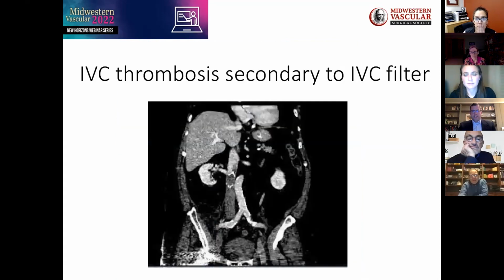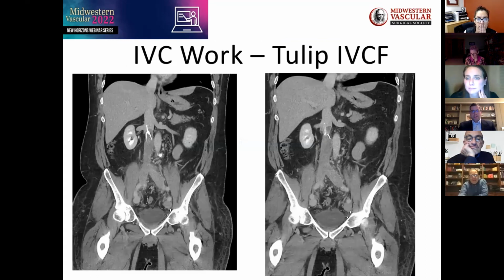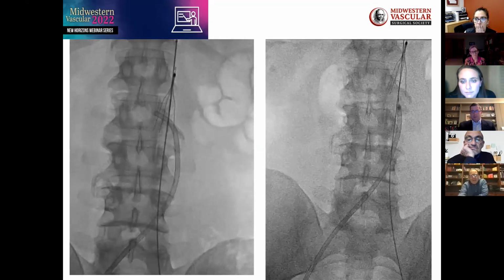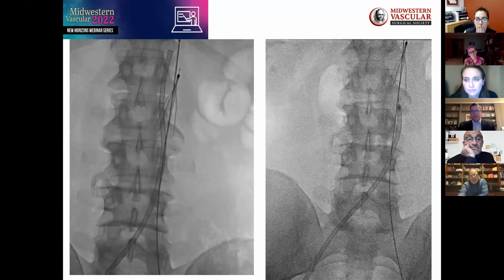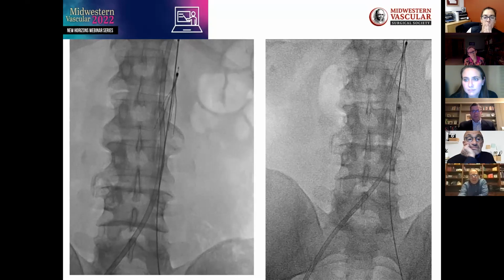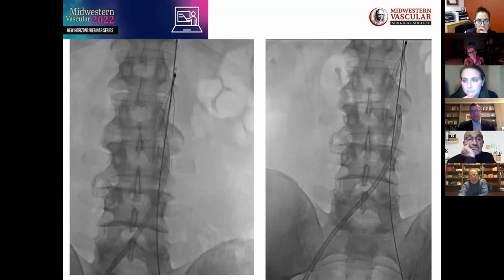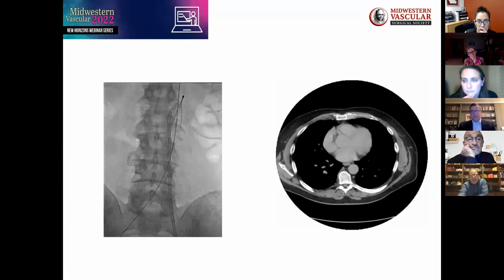Quickly, I'll just touch on IVC thrombosis. Obviously, oftentimes it's related to IVC filter placement. This is a patient that came in with bilateral lower extremity edema and pain. CT venogram shows the previously placed tulip IVC filter with thrombus throughout the IVC and iliac venous system. We felt she was a good candidate for intervention as she was a very functional individual. This is showing the Penumbra aspiration catheter easily tracking through that filter, performing aspiration thrombectomy. Again, this is the contralateral side.